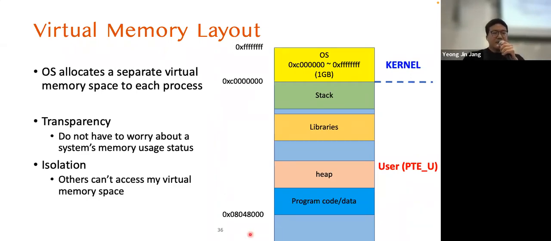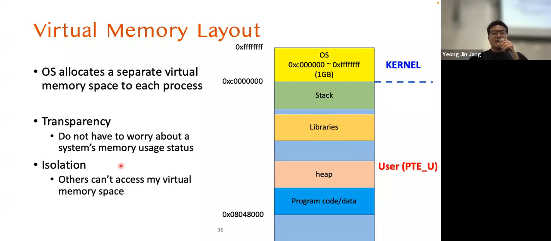So good. Please recall the goal of virtual memory. There was a goal of transparency. Whenever we use virtual memory space, I can put the code, heap, library, and stack anywhere. What that means is that programs do not need to care about what other programs are running on the system. They just use their address space freely.